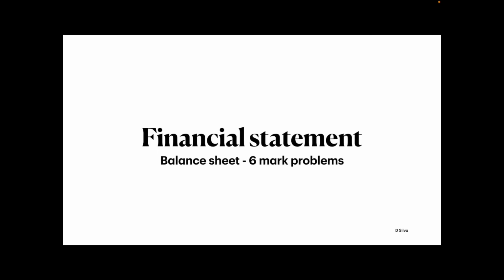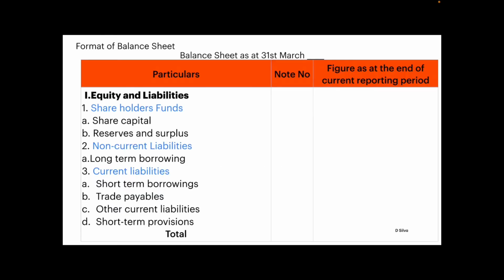Hello students, in this video we will learn how to work out problems under the heading Financial Statements, Balance Sheet, questions which will be asked for 6 marks. Students, before we start with the problem, you need to fix in your mind the format of the balance sheet. Here we have equity and liabilities, and Roman number 2 will be assets.